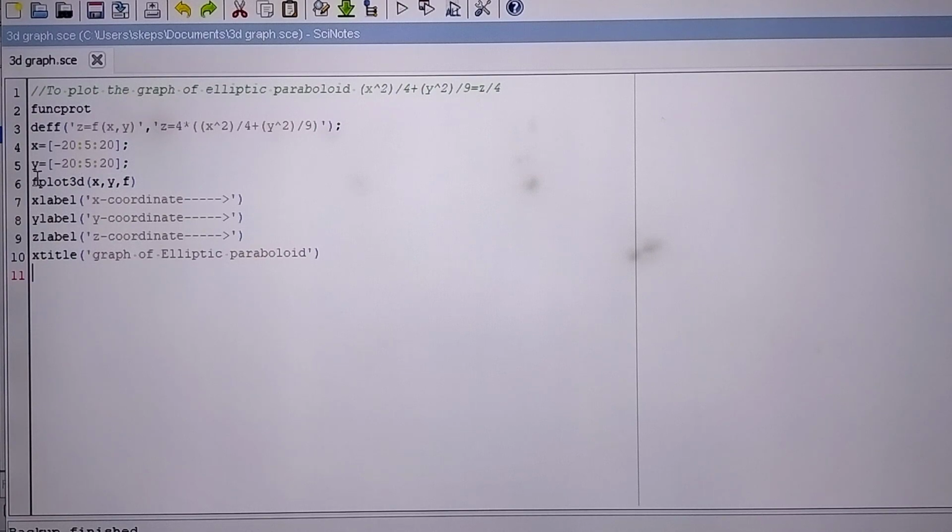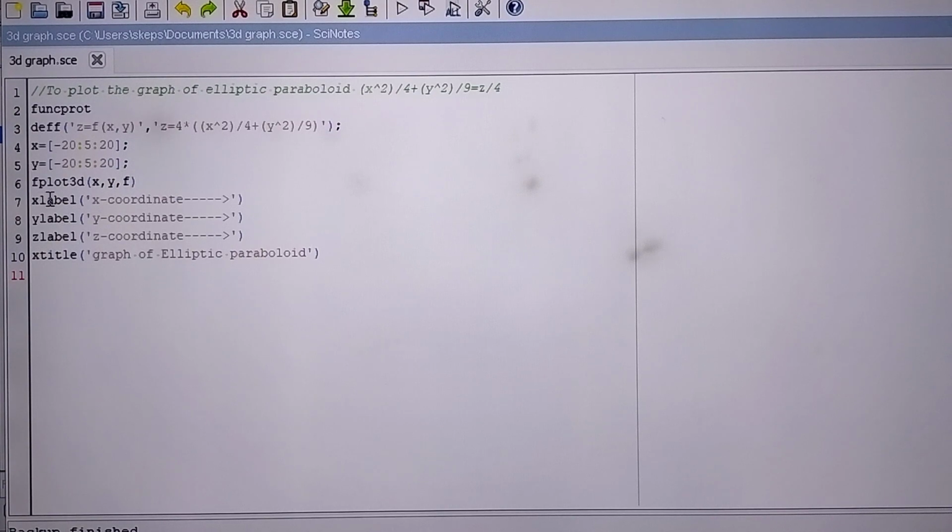And for a 3D graph, the syntax is fplot3, not simply plot. In case of 2D, you write only plot. So fplot3 indicates it is a 3D graph. First of all, you should write the independent variables, then the given function. That means x comma y, because here x and y both are independent variables, and then the given function f.